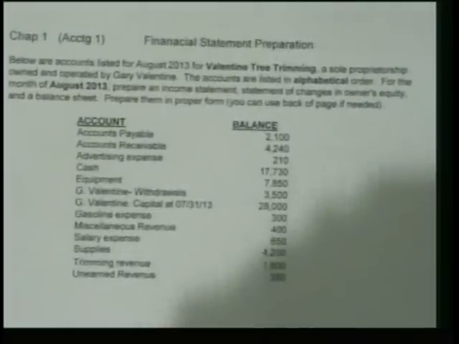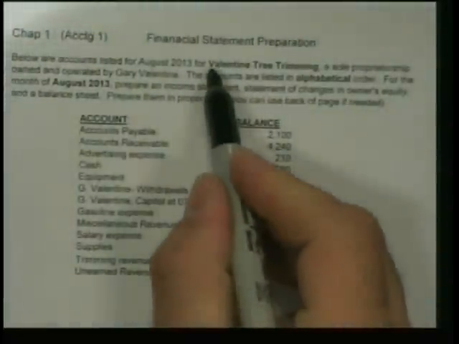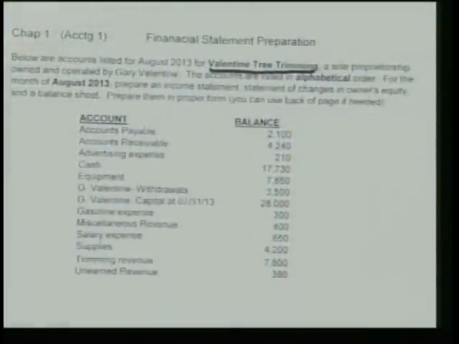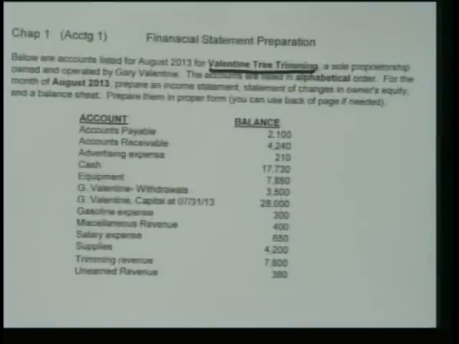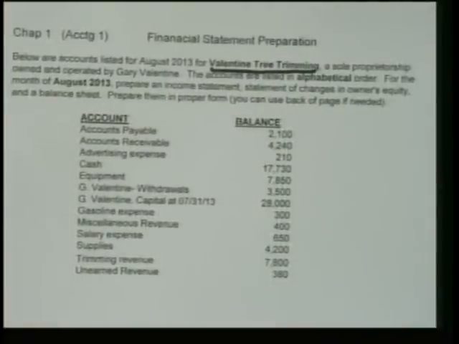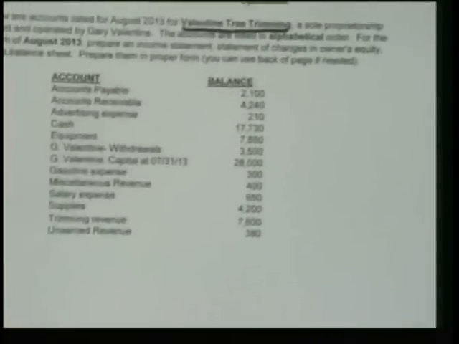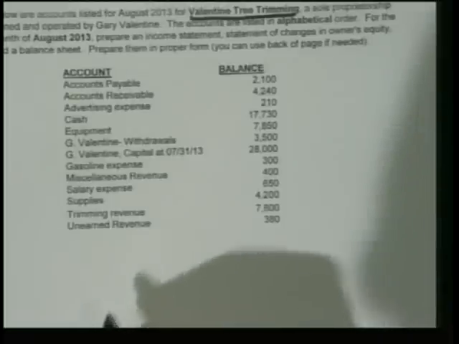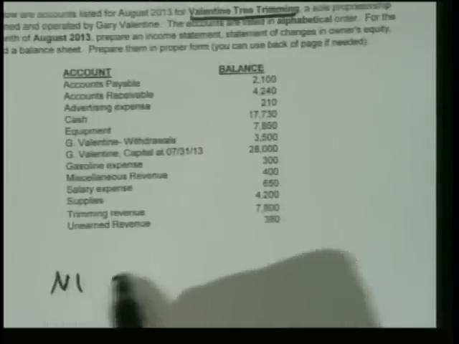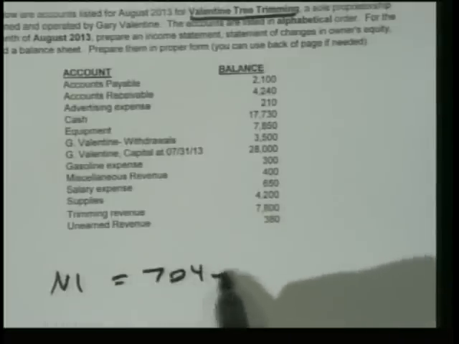This is for Valentine tree trimming. Okay? And what I want you to do is I want you to prepare the 3 financial statements for Valentine tree trimming. Okay? Now let me give you a few check figures on this. We're going to start on it during class, but I don't think we'll have time to do the whole thing. Let me give you some check figures. The net income is going to be $7,040.